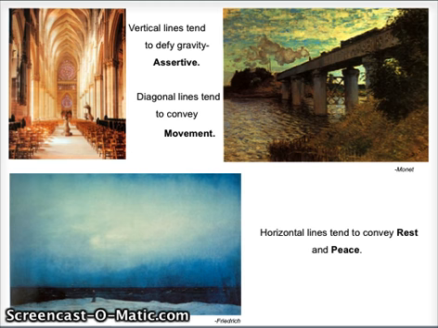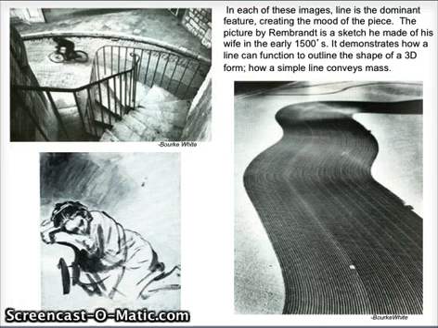So here are some tricks when you're making art: vertical lines are assertive and they tend to defy gravity and go upward, which we see a lot in the cathedrals. Diagonal lines convey movement. We see this in Monet's painting here on the right. You can see that the train is in motion. And horizontal lines convey rest and peace. Now, in each of these images, line is the dominant feature, and it creates the mood of the drawing.